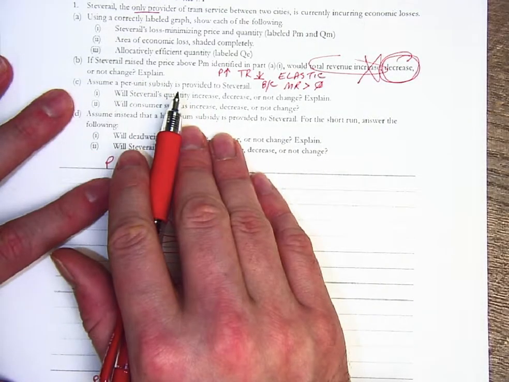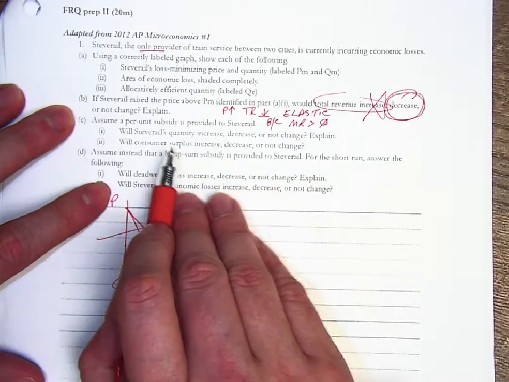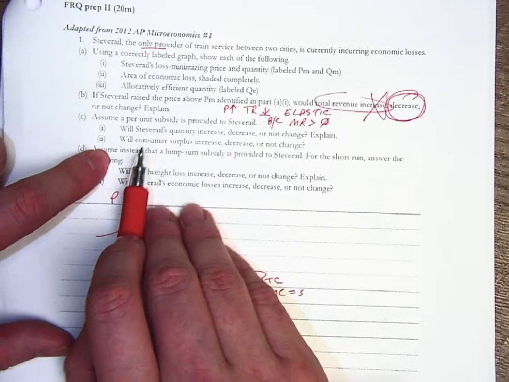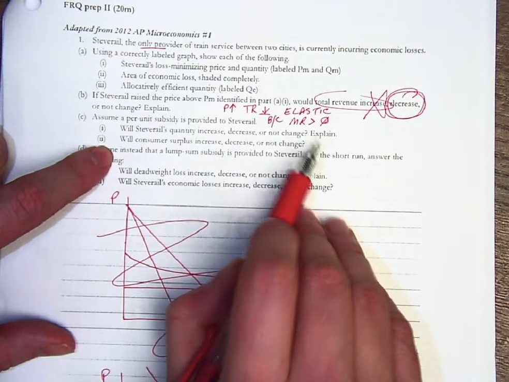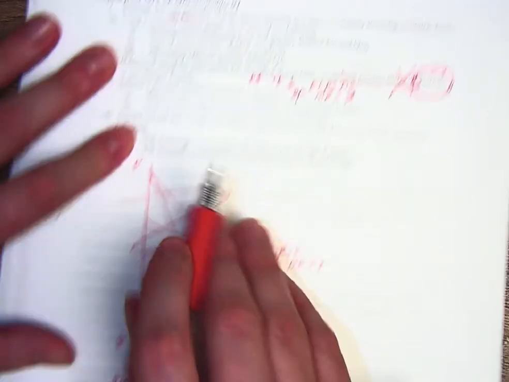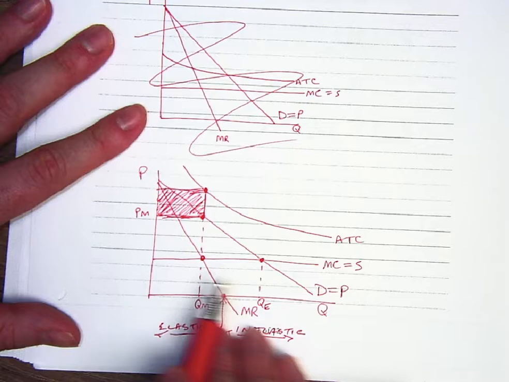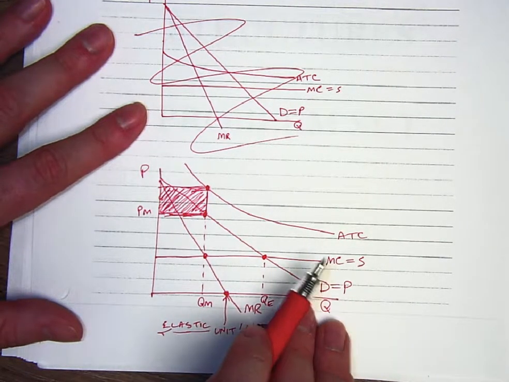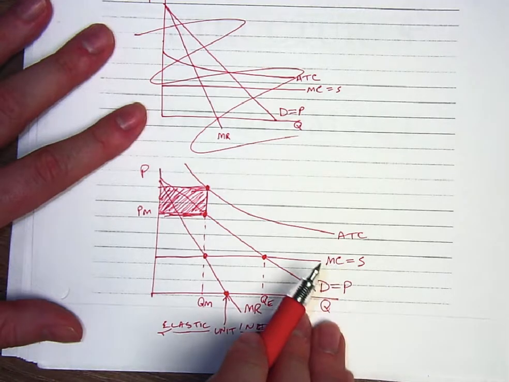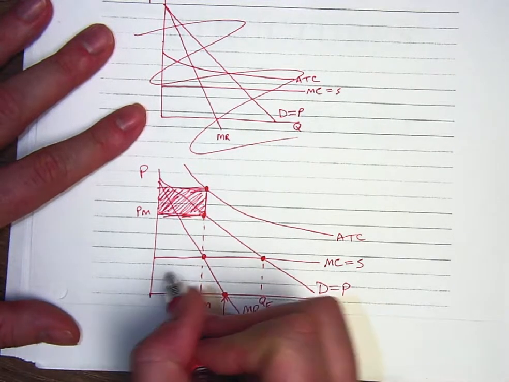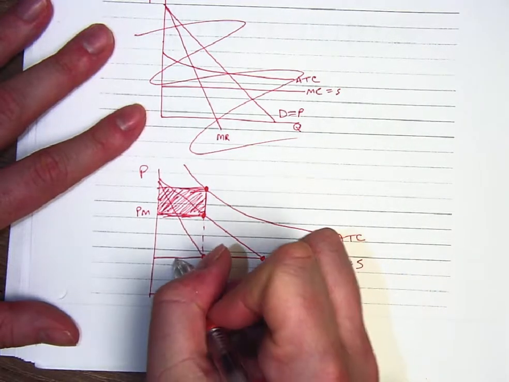Assume a per unit subsidy is provided to Steve Rail. Will Steve Rail's quantity increase, decrease, or not change? Explain. And then will consumer surplus increase, decrease, or not change? Okay. So if they provided a per unit subsidy, that's going to change one of the curves on this graph. Now, we are going to change the cost of producing a unit, the marginal cost. And what we're actually going to do is make it cheaper to produce it. So that would shift that curve down.